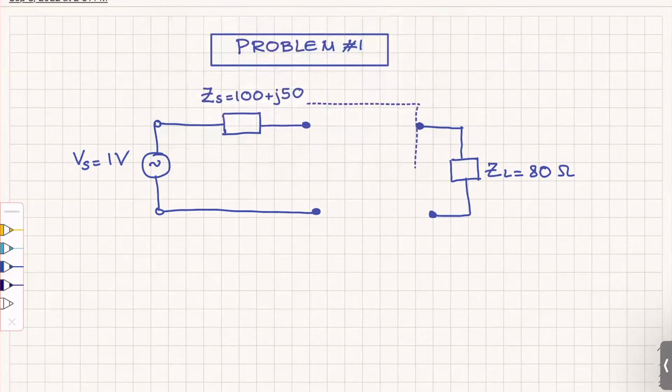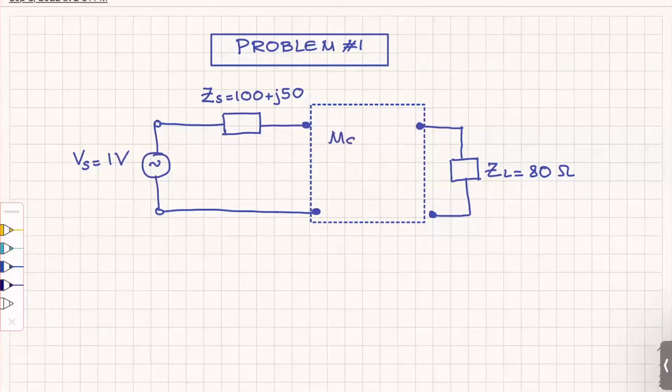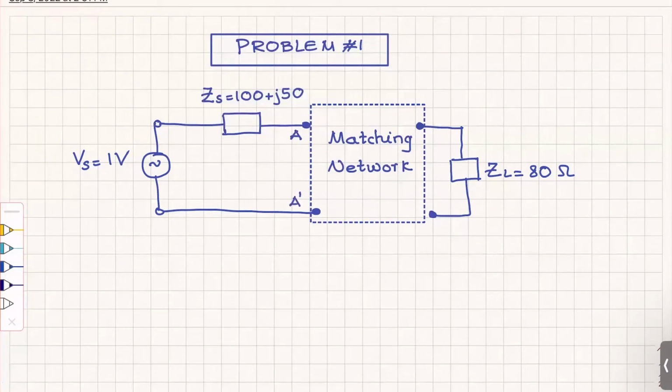Okay, so let's assume now that we are going to put something in between. And what we're going to put in between, we're going to call it the matching network. All right, so it's called the matching network primarily because it matches the load to the source. And it's complex conjugate matching. All right, so let's assume that the input port is A prime, the output port is B prime. And all right, so the question is, now that we know what we have to do, how we will go about it.